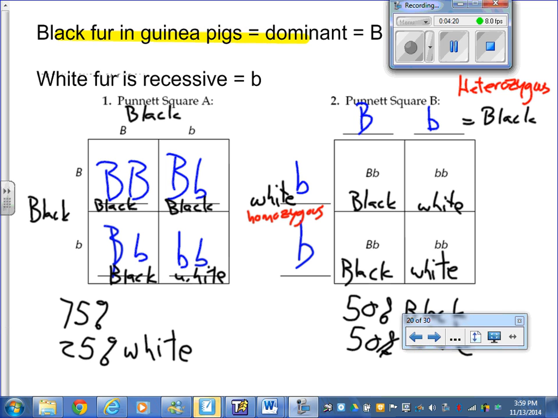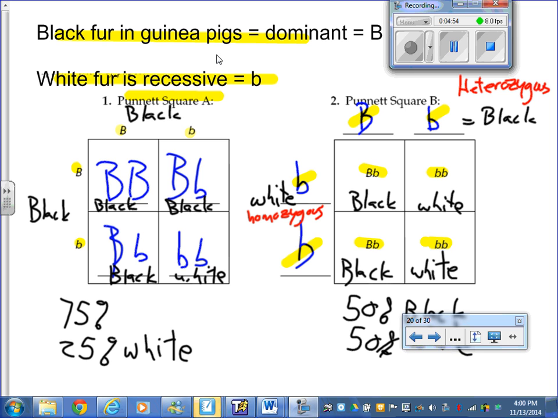The black fur is dominant, so we'll use a capital B. White fur is recessive, lowercase b. This is our typical Punnett square cross that we've done many times before. Hybrid black with hybrid black gives you this. And in Punnett square B, interestingly, they're just showing you the results. And so you can kind of work backwards. Since this one has little b, you know it has to be little b. This one also. And so if you fill it in like that and double check, that works out.